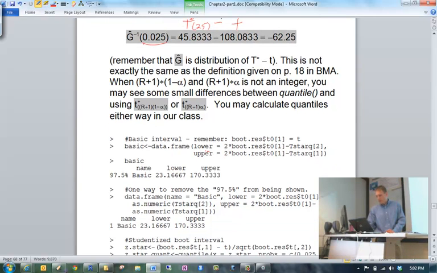So, for example, here's the upper bound. I take 2 times T minus T star, 975th ordered one, and I get 170.33. Lower bound is 23.167. Be careful here. It says it's a 97.5% interval. The reason why it says that is because, does anyone know why it says that? This is a 95% interval.